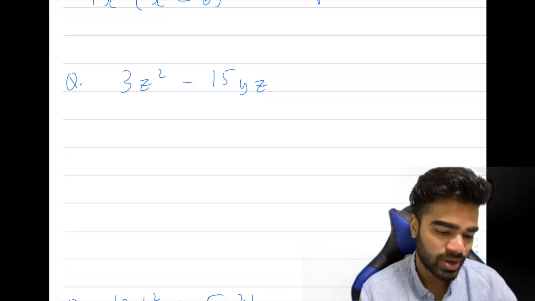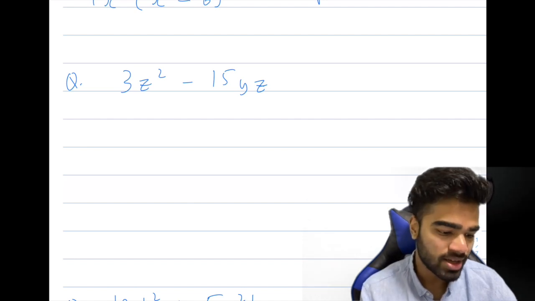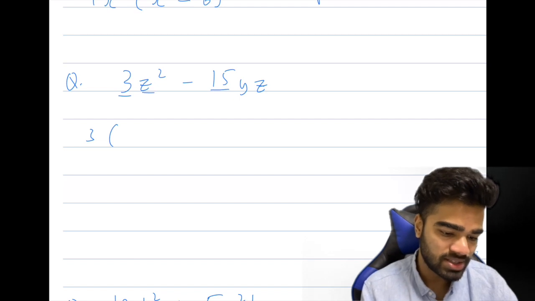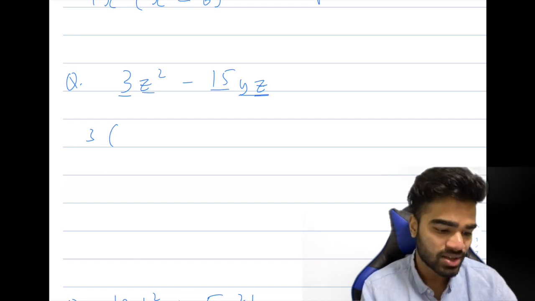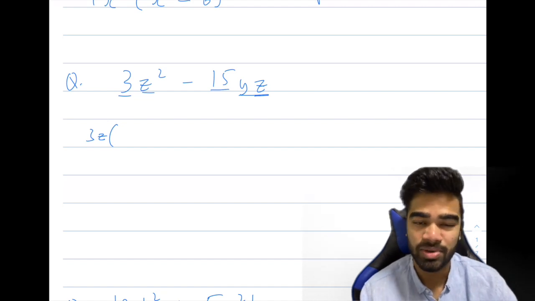So you have 3z squared minus 15yz. You can do it straight away if you realize what the common factor is. Well, between 3 and 15, the common factor is 3. Between z squared and yz, the letters, z is a common factor. So I can take out 3z straight away. Z, zed, however you say it, it's up to you. I call it z, so let's stick with it.